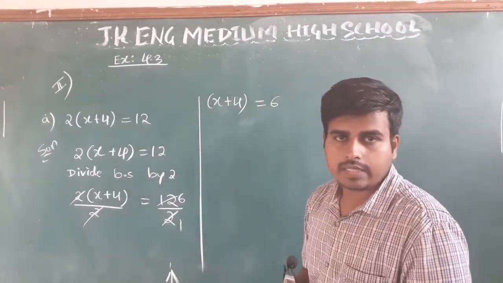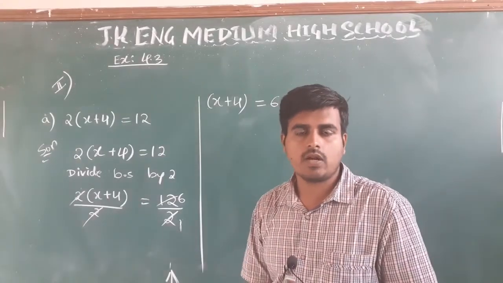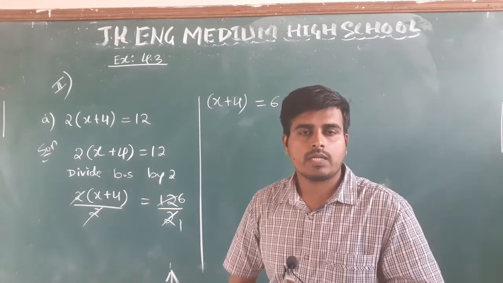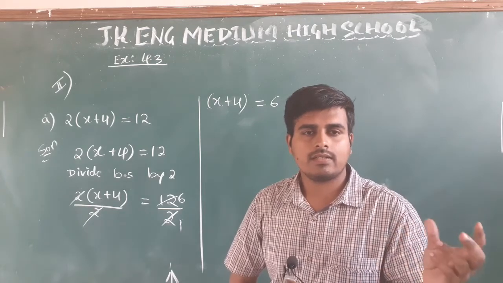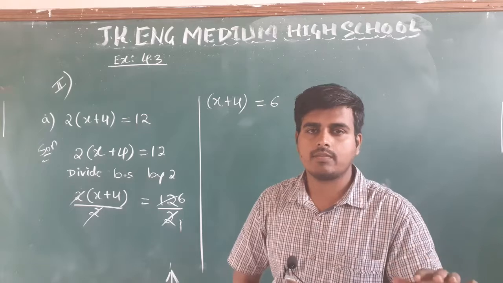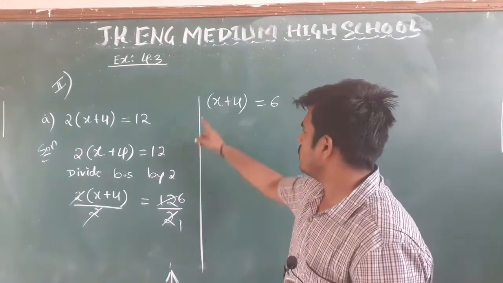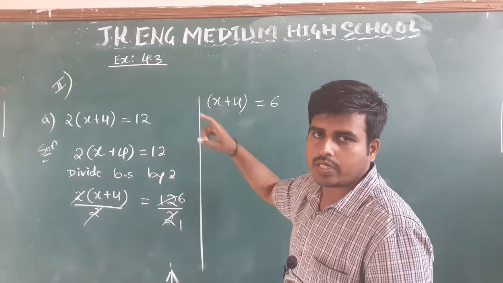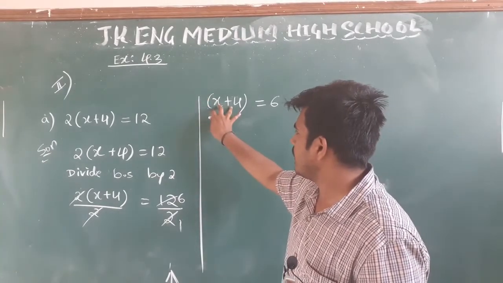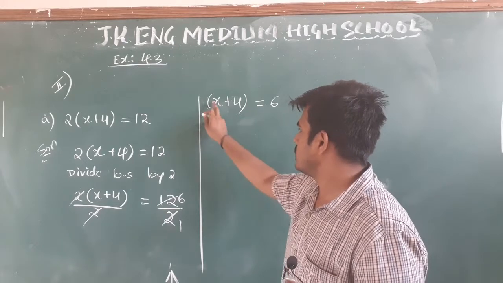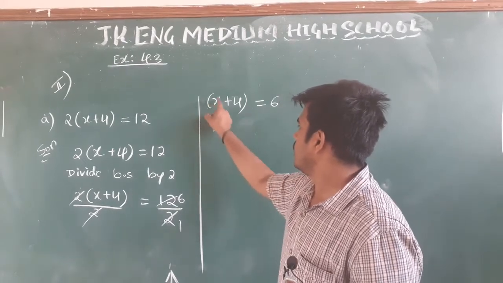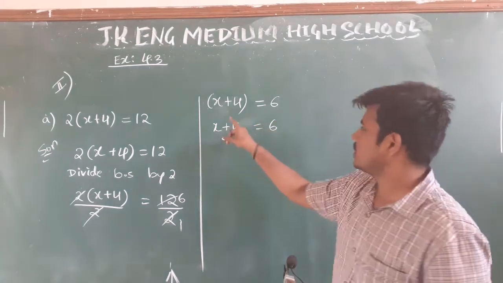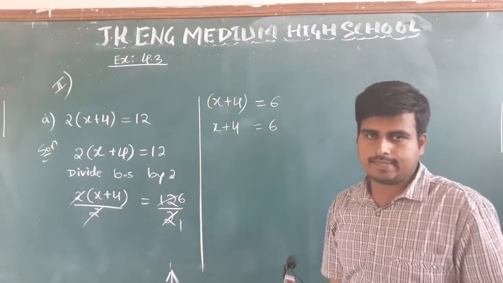So the next step is to open the brackets. How to open the brackets? Any sign which is outside the bracket, you have to multiply that sign with the numbers or variables inside the bracket. Then you can remove the bracket. Outside, plus is there; nothing means plus. So whenever plus is outside, no need to worry about anything, whatever is inside the bracket you can write. Plus into plus is plus, so you can write x, plus 4 equal to 6. x plus 4 equal to 6.